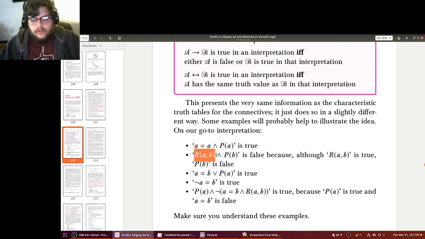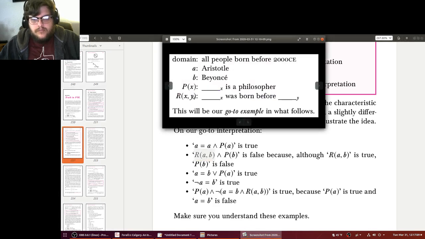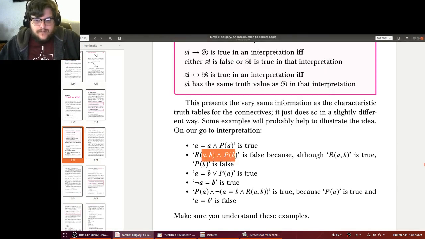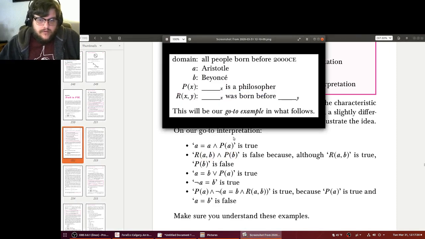Okay. Now, the second one, RAB. RAB means Aristotle was born before Beyonce. That's true. We said this earlier. But we also said that we're going to have the interpretation that P of B is false. We're going to assume that Beyonce is not a philosopher here in our interpretation. And so the and of these two things is false because this one was true, this one was false, so the and is false, just like TFL. And you can go through the rest of these as you like.